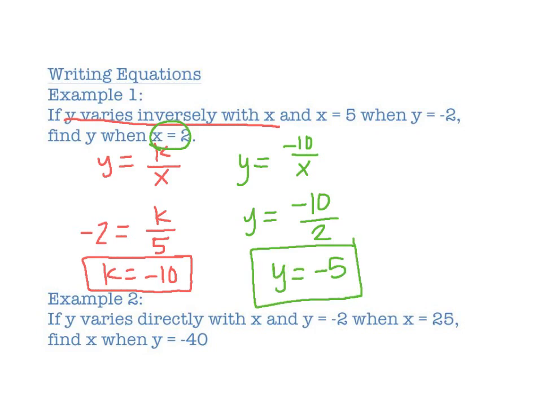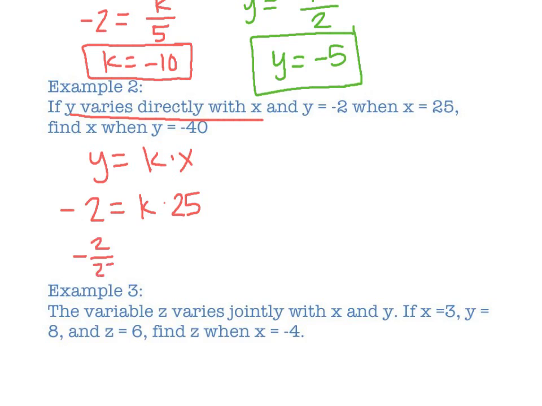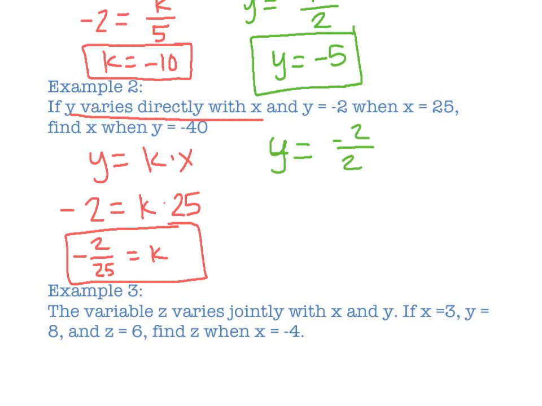Example 2 is direct variation. And so again, this is all we're given, is this y varies directly with x. So that looks like y equals k times x. And y equals -2 when x is 25. So that means -2/25 is my constant k. And now I can use that to write my equation, y equals -2/25 times x.